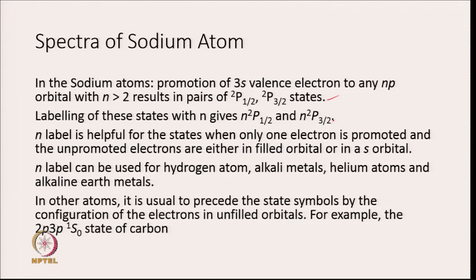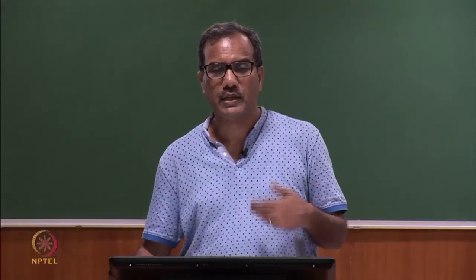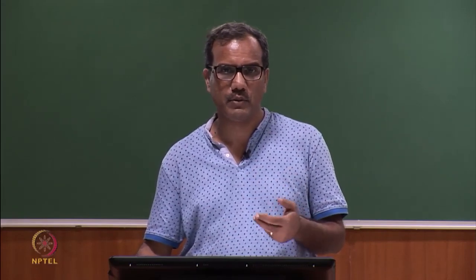The n level is helpful for the state when only one electron is promoted and the unpromoted electrons are either in a filled orbital or in an s orbital. The n level can be used for hydrogen atom, alkali metals, helium atoms or alkaline earth metals. In other atoms, it is usual to precede the state symbols by the configuration of the electrons in unfilled orbitals. For example, the 2p 3p 1S0 state of carbon.